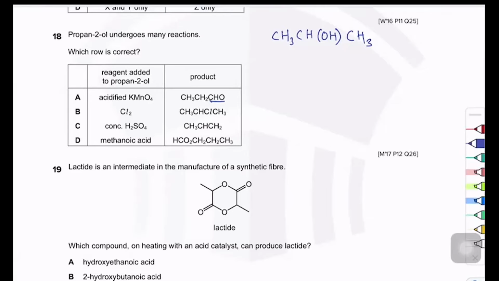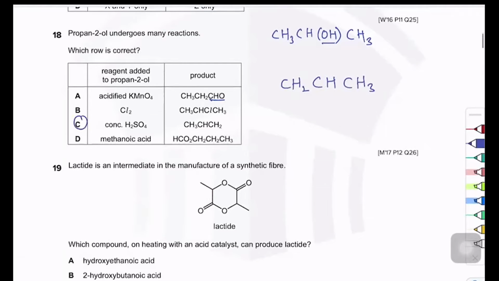Concentrated sulfuric acid is a dehydrating agent. Will it remove H and OH? Yes. So it will remove OH from this and take hydrogen from either side. So CH2 will remain there. So CH2, CH, CH3. And yes, that is correct.